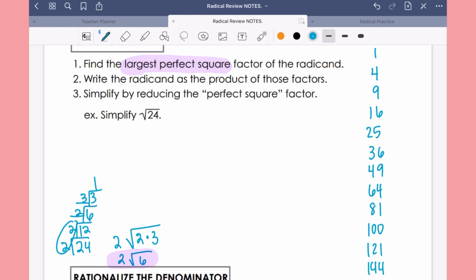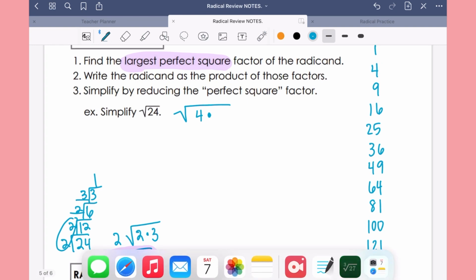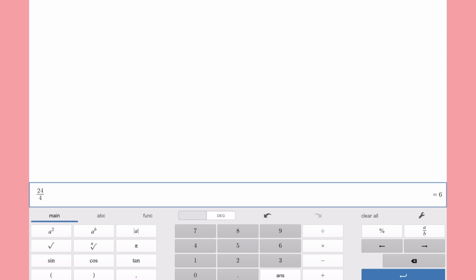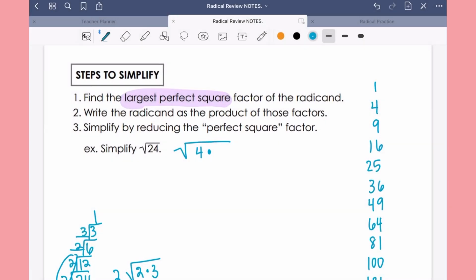So then we would rewrite 24. That's step number 2. Rewrite the radicand as the product of those factors. So that would be 4 times what? 24 divided by 4? What is the other factor that'll give me 24? If you don't know, you could use a calculator. Not against calculators. 24 divided by 4 is 6. Okay, so let's go back. 4 times 6.